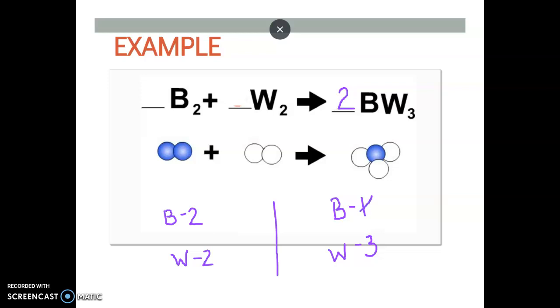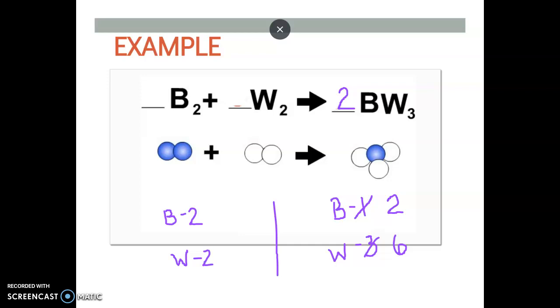So now, instead of having 1 boron, I will have 2. And instead of having 3 tungsten, I'm going to have 6, because remember, 2 times 3, so our coefficient times our subscript, is 6. Okay? Well, now my borons are balanced, because I have 2 on the left and 2 on the right. But my tungstens are still unbalanced because now there's 2 on the left and 6 on the right.